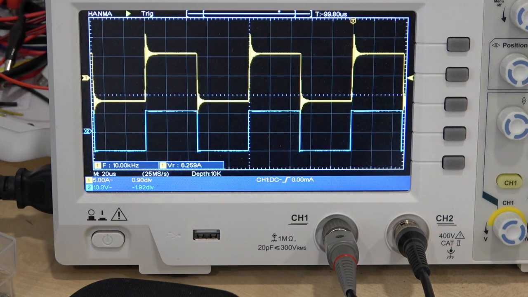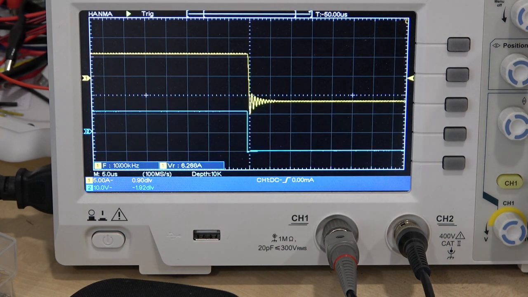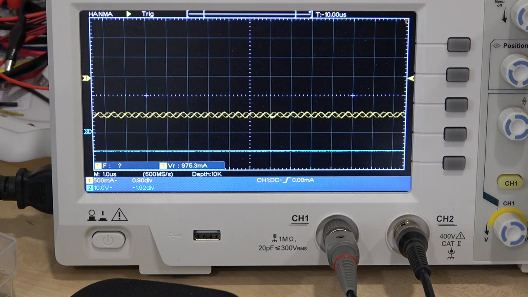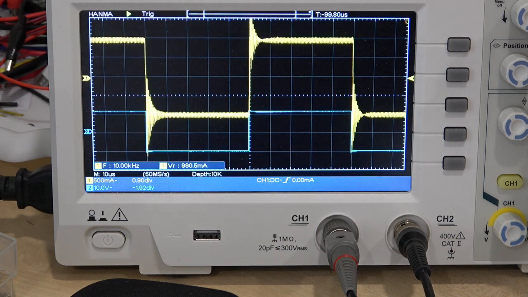Well, here we are with 10 kilohertz. It seems to be less prominent at lower frequencies, but if we expand it a bit, you can see it's really ringing, isn't it? The bells, the bells. So for that alone, I can't recommend this, because there shouldn't be any ringing at all on a square wave. I think it's actually oscillating. It sure looks like it, doesn't it?